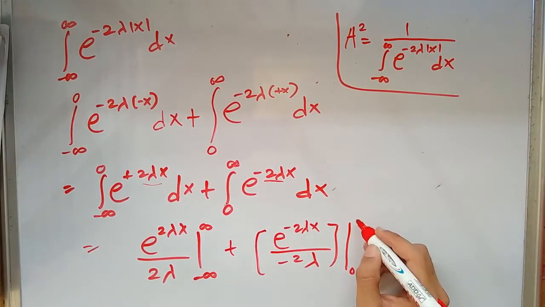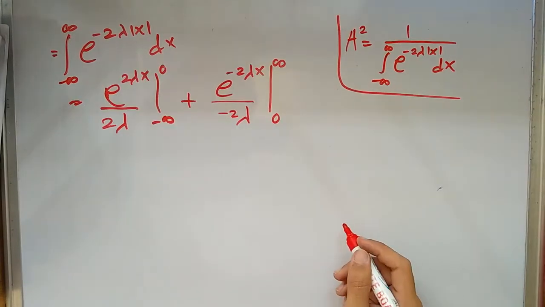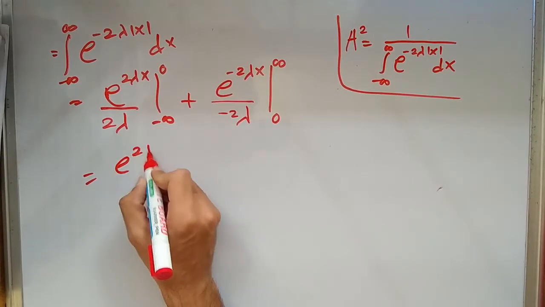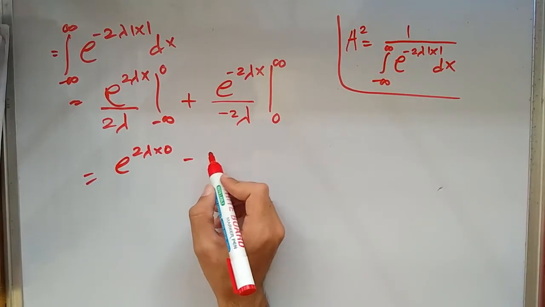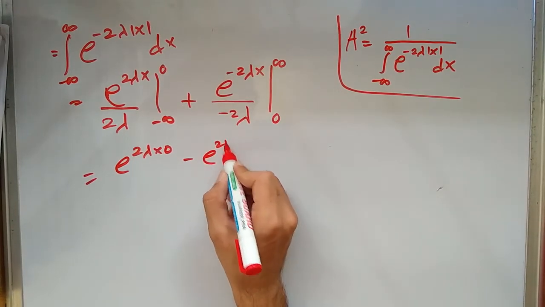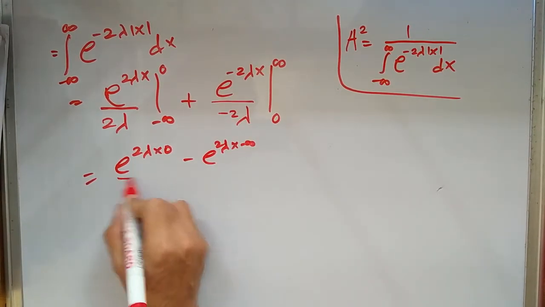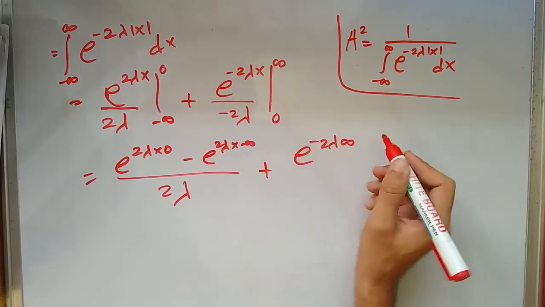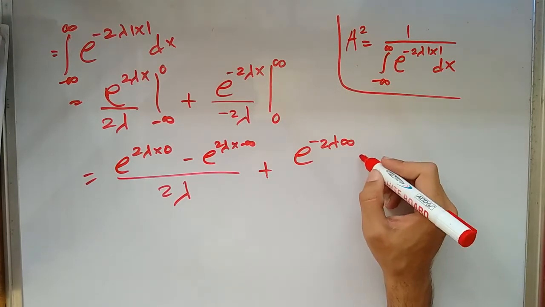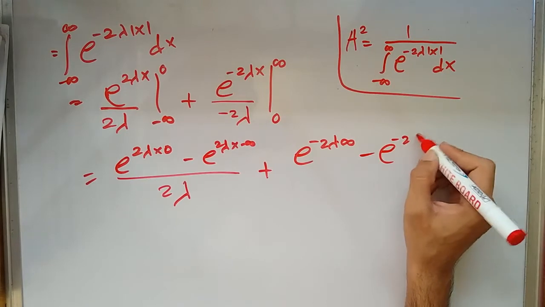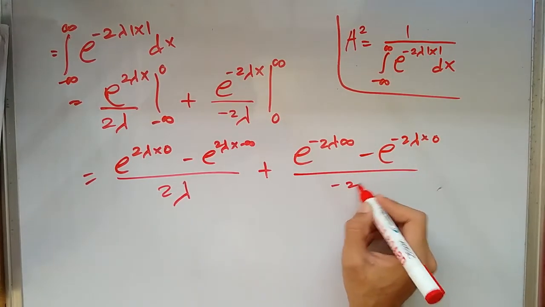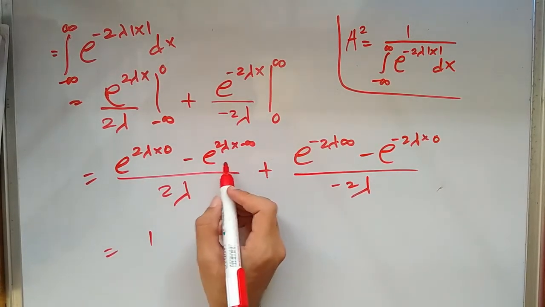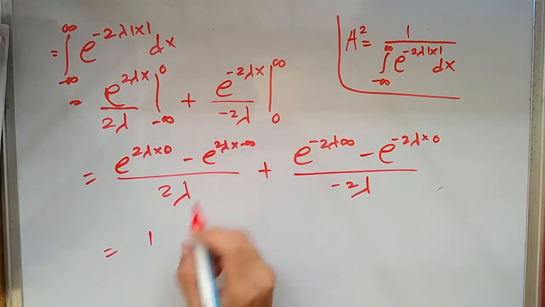Applying limit from 0 to infinity. So applying the upper limit here, e to the power 2 lambda into 0 minus lower limit e to the power 2 lambda into minus infinity upon 2 lambda, plus e to the power minus 2 lambda into infinity minus e to the power minus 2 lambda into 0 upon minus 2 lambda. So this is just 1, e to the power 0, which is 1. This goes to 0, the value goes to 0.